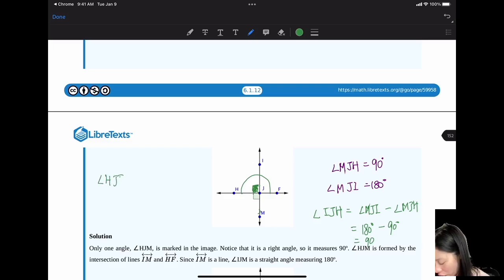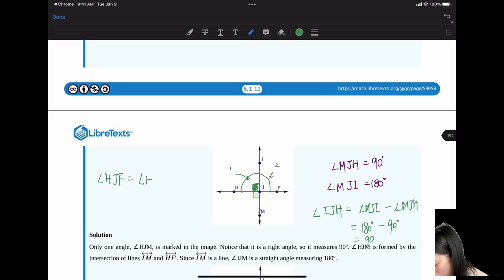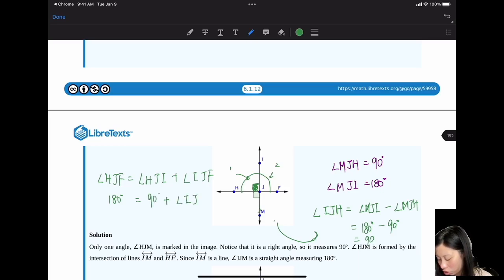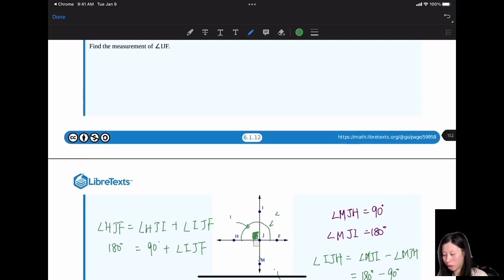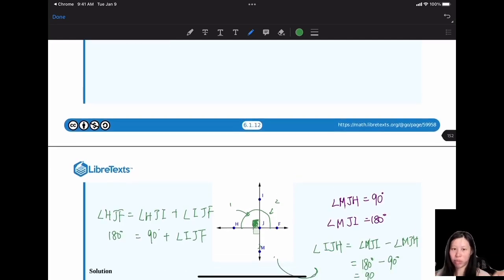After we found this one, we used a similar method. The whole right angle, angle HJF, equals the combination of two small angles, angle HJI plus angle IJF. We know that HJF equals 90 degrees, and from what we did previously, we found that angle IJH equals 90 degrees plus angle IJF. So now we do some algebra, and we found out that the measurement of angle IJF equals 90 degrees.